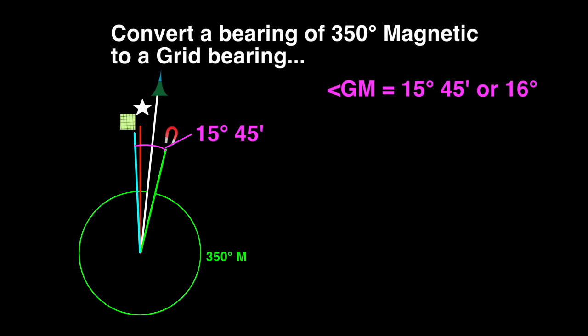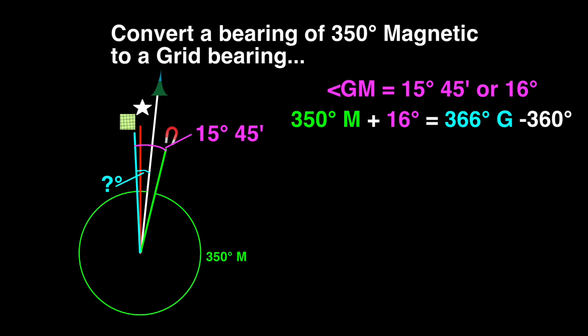Draw the 350-degree magnetic bearing onto the diagram. The answer we are seeking is the angle from grid north to the target. In this case, the grid bearing we are seeking is larger than the magnetic bearing we were given, so we add 16 degrees to the 350-degree value. This gives us a result of 366 degrees. Again, bearings need to be given in terms of a 0 to 360 degree circle, so subtract 360 from the 366 degrees to get the answer of 6 degrees grid.